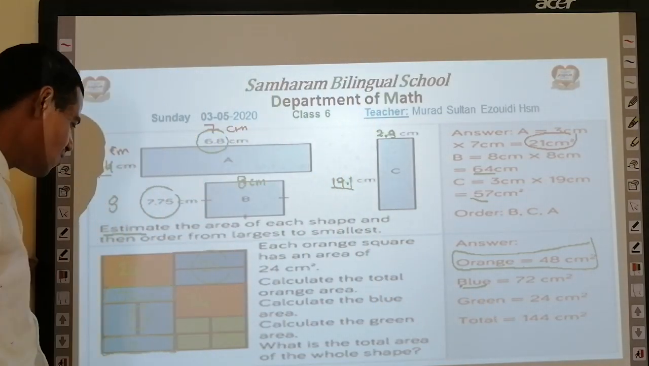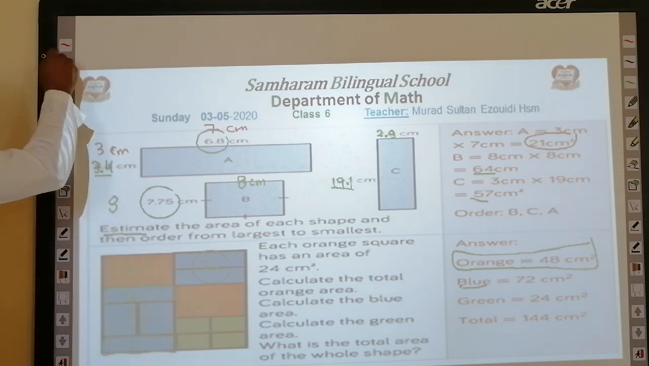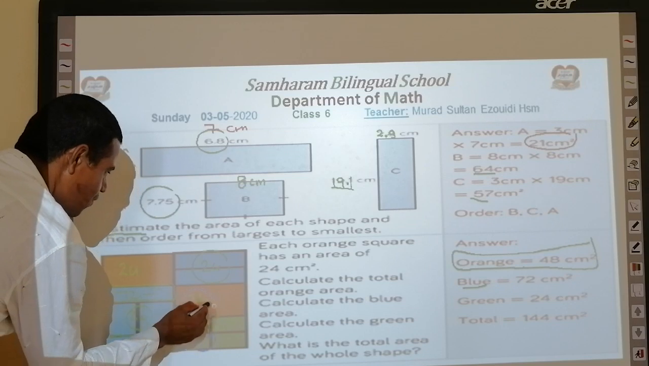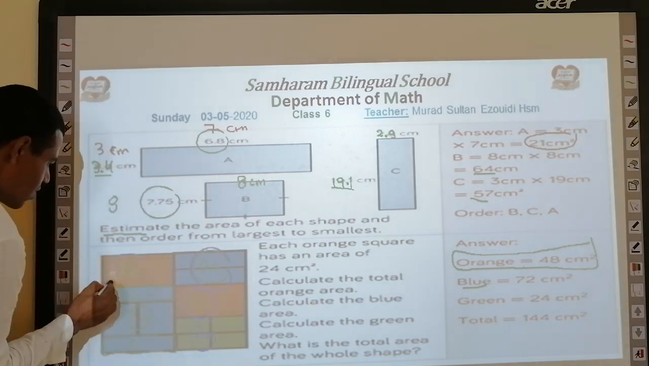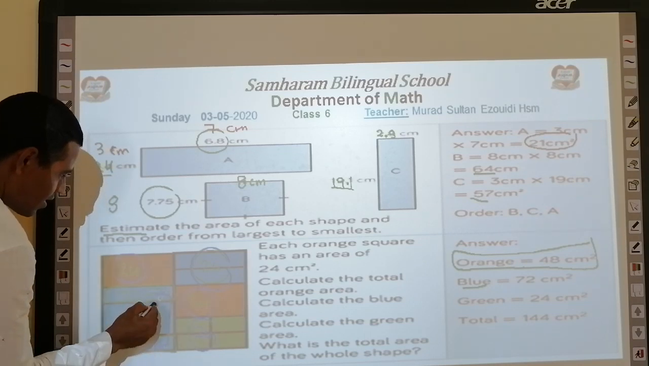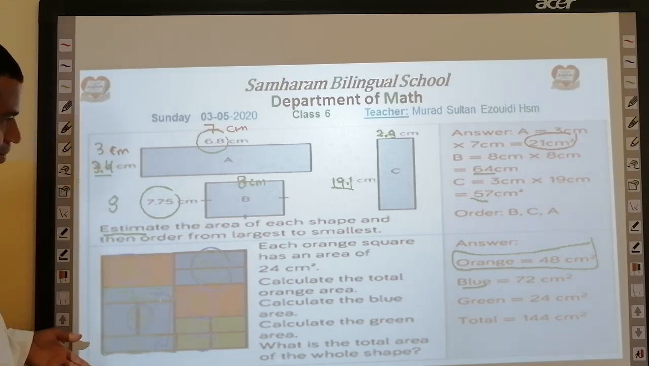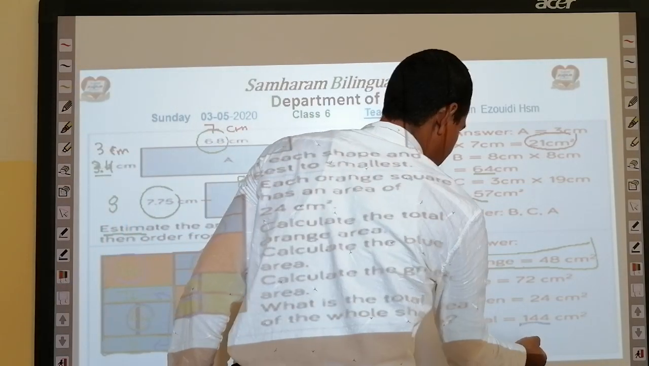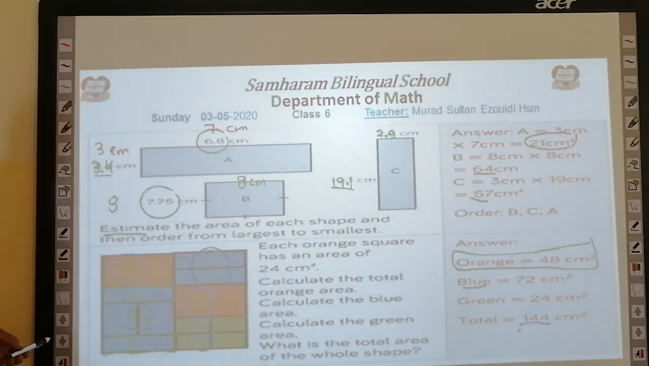And what about the green one? It is 24, of course. So just adding 24 plus 24 plus 24 plus 24 plus 24 plus 24 is 24 multiplied by 6, which gives 144 centimeters squared.